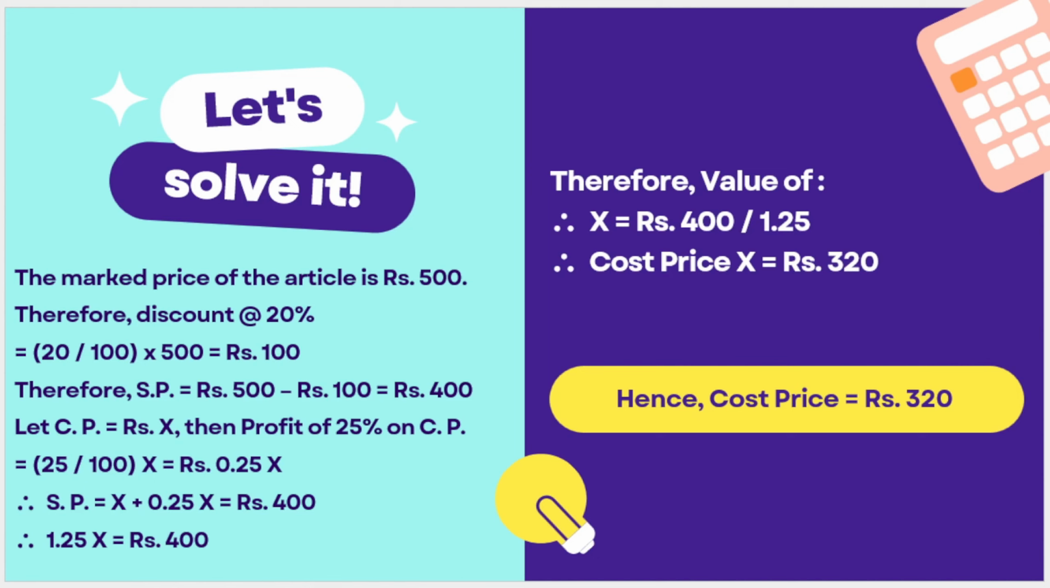Solving it, we get an equation as 1.25 times x is equal to rupees 400. Therefore, value of x can be calculated as equal to rupees 400 divided by 1.25, which comes to 320. Hence, the cost price x is equal to rupees 320. Let us go to example number 11.